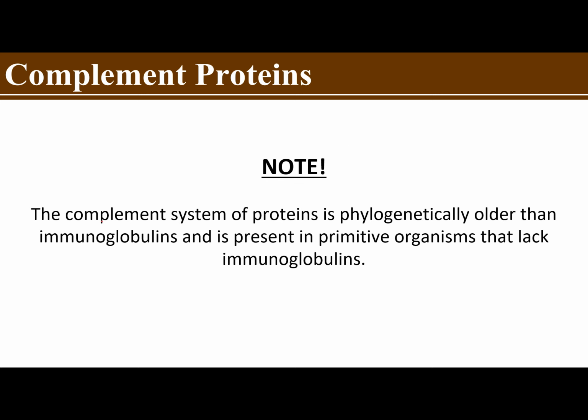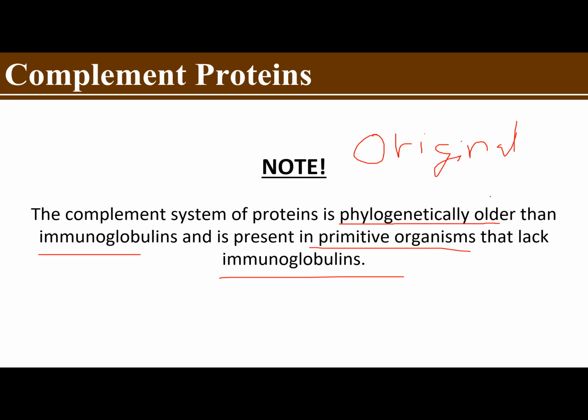Now, please take note, class, that the complement system of proteins is phylogenetically older than immunoglobulins and is present in primitive organisms that lack antibodies. It states here, class, that the complement system was already present before antibodies were even created. They were one of the original defense systems of the body, and can be found in primitive organisms that have no antibodies.